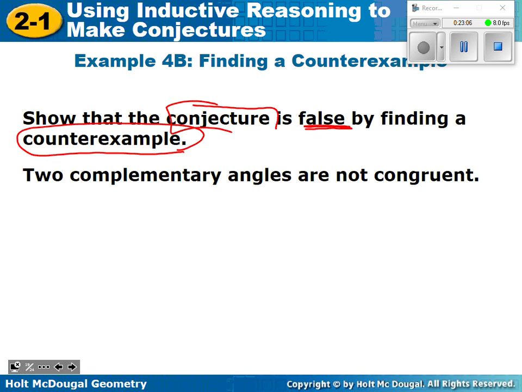C comes before S in the alphabet. 90 comes before 180, if that helps.